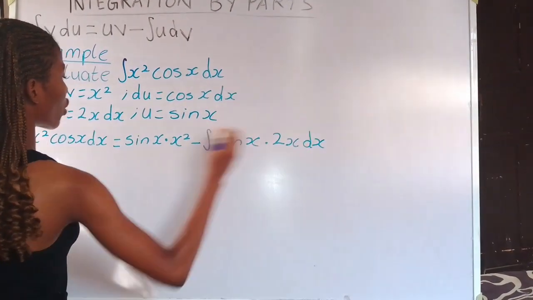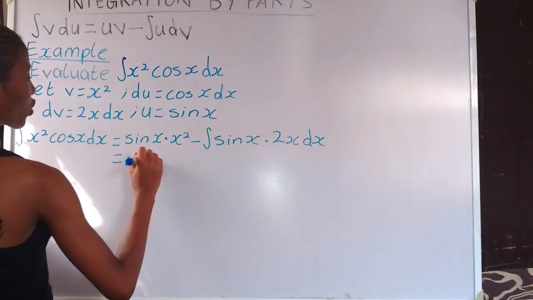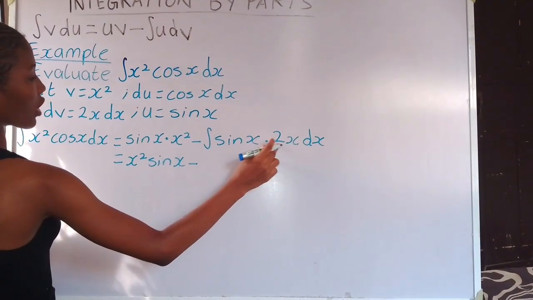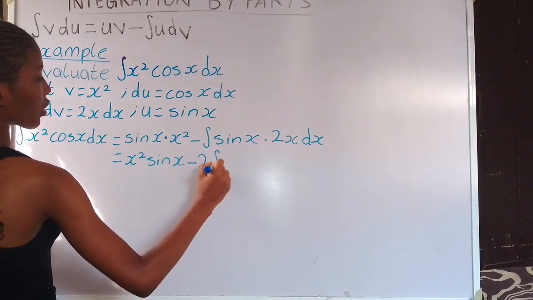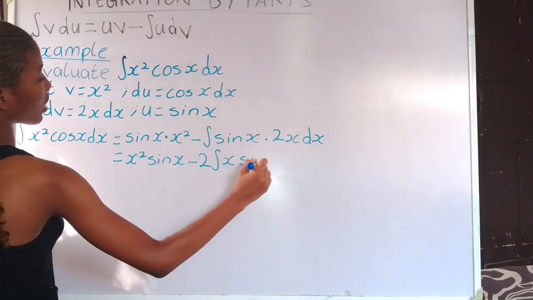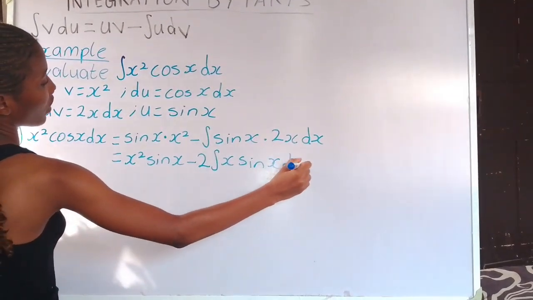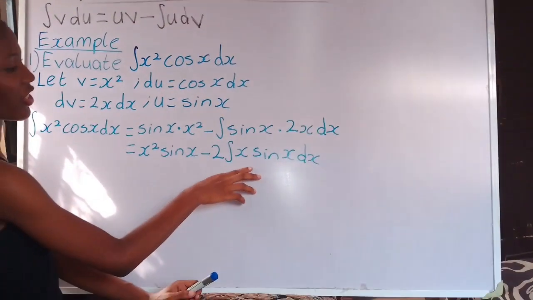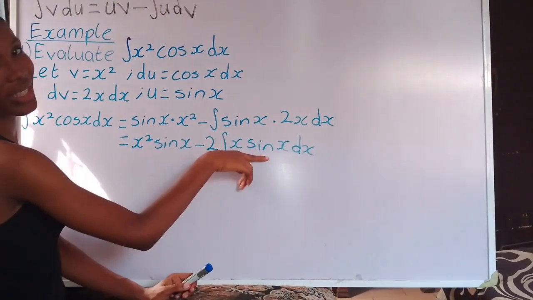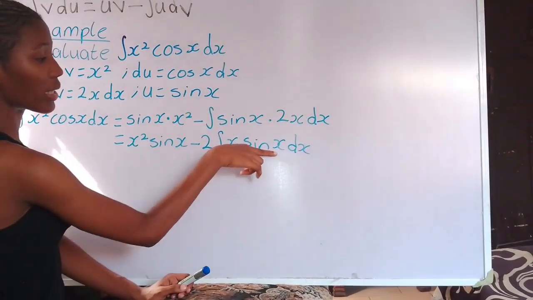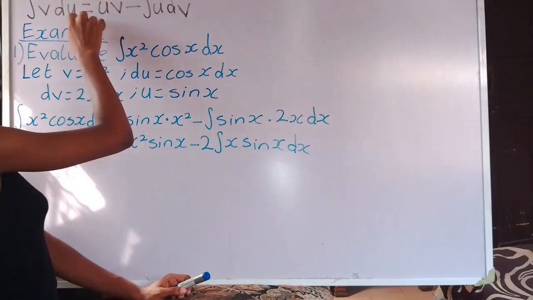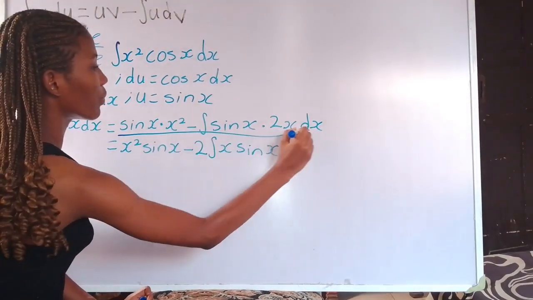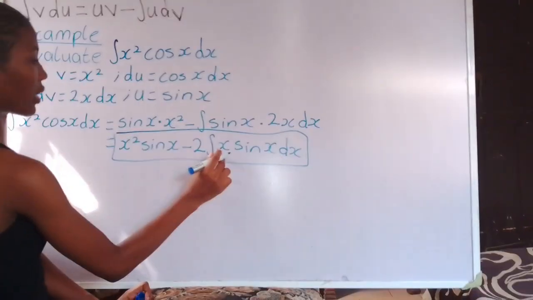dx. So this will give us x squared sine x minus, we can bring out the constants 2 integral of x sine x dx. Now this question is a bit tricky because at this stage this is giving us another product, meaning that we are still going to evaluate this integral using integration by parts. So let's keep this aside for now and evaluate this integral here.